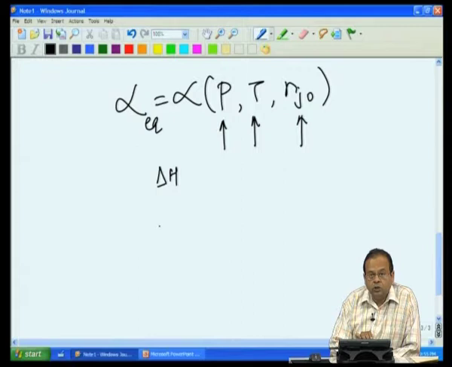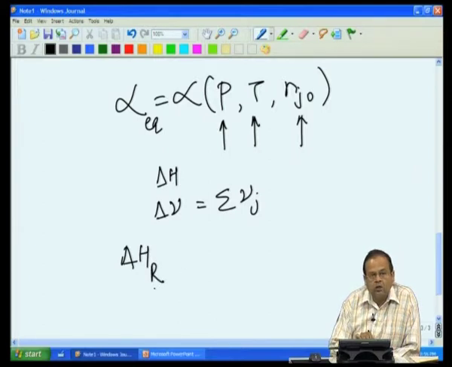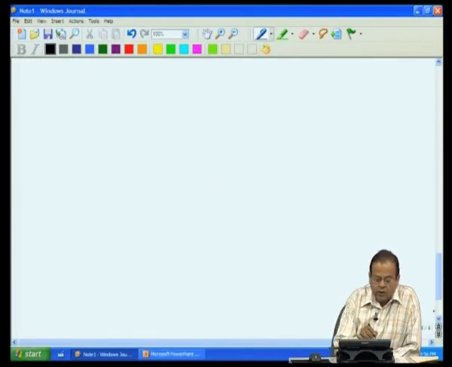It also depends for gaseous reaction, for example, on change in number of moles, which is summation nu j, and that allows us to determine what we should do with pressure. Should we have low pressure reactions, high pressure reactions and so on. Thermodynamics also tells us about the heat of reaction and how it changes with temperature.